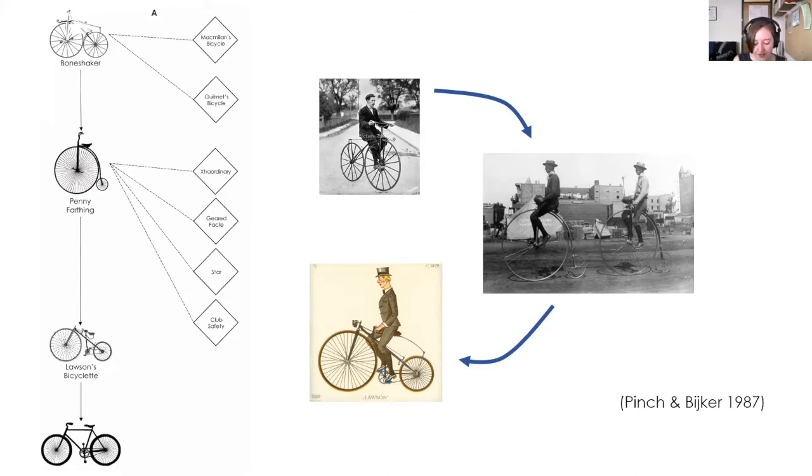Pinch and Bijker famously modeled this with the development of the so-called safety bicycle. That's the bicycle we all ride today. On this slide is the traditional linear model of bicycle development, which draws lines of direct familial connection between forms of the bicycle that appear post hoc to have generated subsequent forms. But while this works on paper, I don't think it really matches reality. For example, the Lawson's bicyclette, widely understood to be a precursor of the safety bicycle, was a commercial failure.